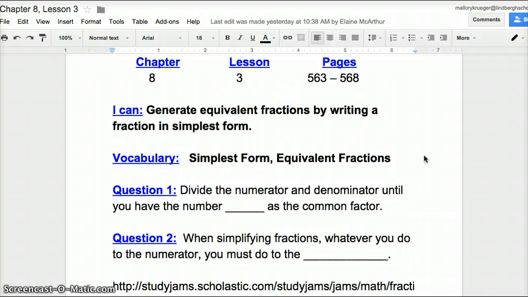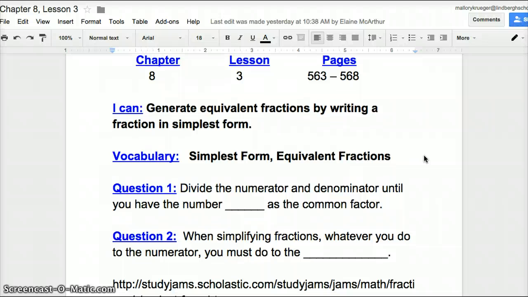Question 1. Divide the numerator and denominator until you have the number blank as a common factor. When simplifying fractions, whatever you do to the numerator, you must do to the blank.